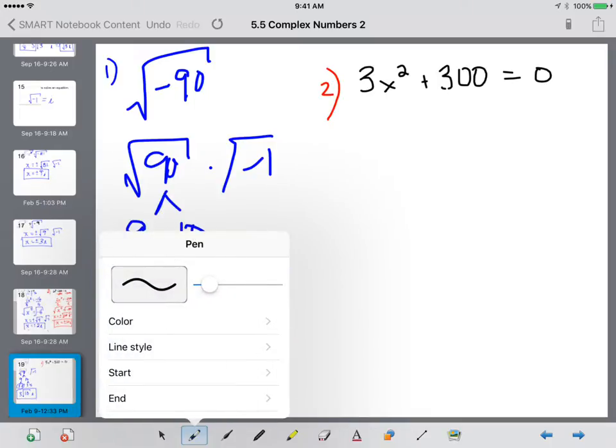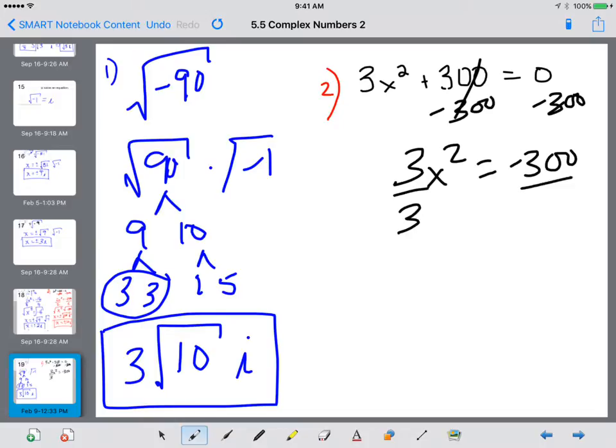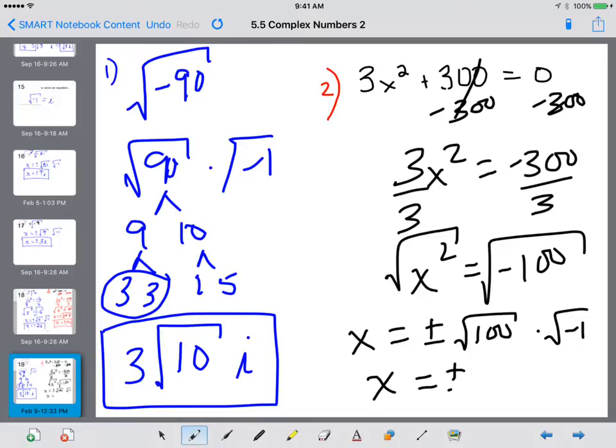Okay, now I'm going to reveal the answer for number 2. This one, you've got to subtract 300 on both sides. 3x squared equals negative 300. We're going to divide by 3 on both sides. x squared equals negative 100. And we've actually seen this before, so we know how this should end up. So x equals plus or minus the square root of 100 times the square root of negative 1. x equals plus or minus 10i.